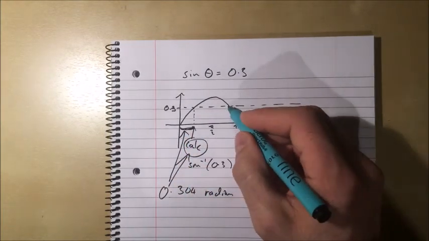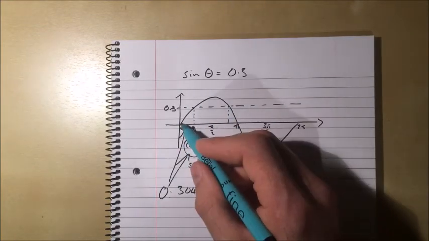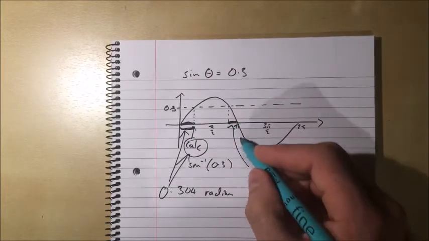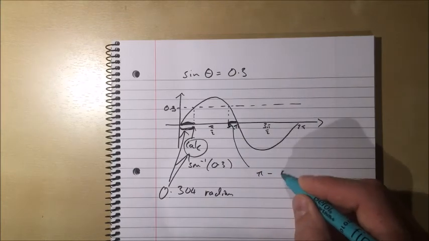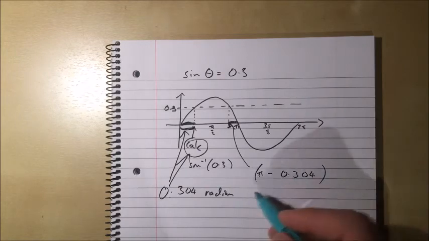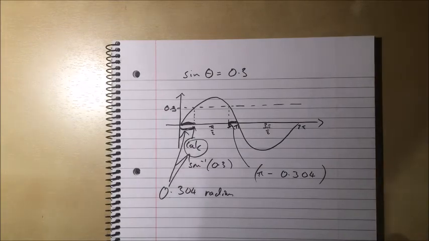Okay, now what about this one here? Well, through the symmetry of this graph, this distance here is the same as this distance here. So the angle that we're looking for has got to be pi take away 0.304. Okay, and that is where the second answer comes from. So we're using the same technique as we did in year 12 with degrees, only we're using it with radians.